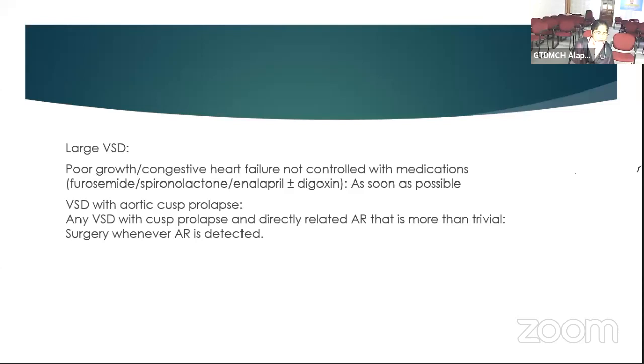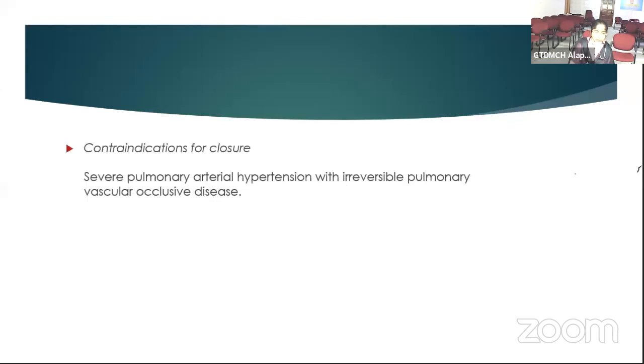Then VSD with aortic cusp prolapse. If any VSD develops aortic cusp prolapse with AR, it is an indication for surgery. So whenever AR is detected, surgery should be done. Then contraindication for closure is severe pulmonary artery hypertension with irreversible pulmonary vascular occlusive disease. That is obstructive hypertension. Hyperkinetic pulmonary artery hypertension is not a contraindication. Obstructive pulmonary artery hypertension is a contraindication for closure.